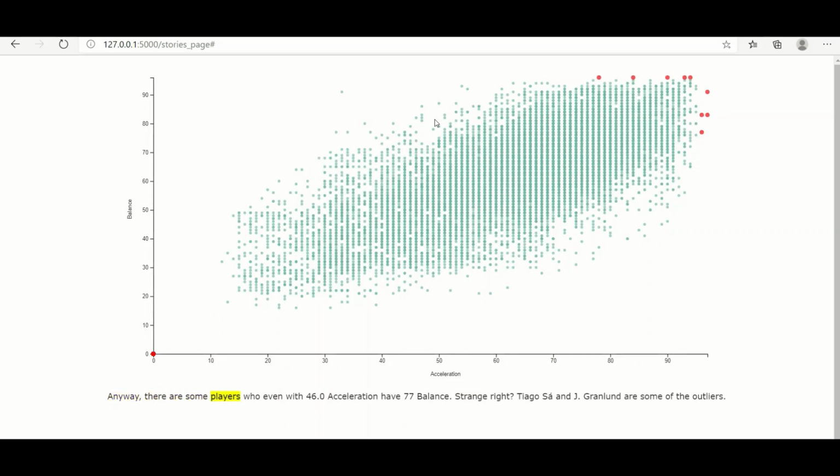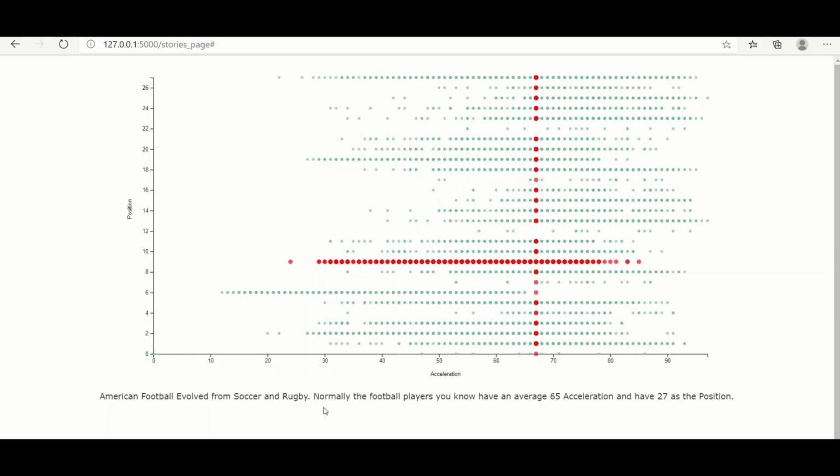Anyway, there are some You can players who see even here with that we are now 46.0 highlighting the acceleration words have as the 77 speaking is going balance. on, and Strange, right? also we are highlighting Tiago the S.A. and outer Jay Granlund are some of outliers the here. outliers. So now in this American graph, if football you can evolved see, from soccer and we're rugby. highlighting the Normally the median football or players have an average average values, 65 so that the acceleration and user have can 27 actually as the see position.